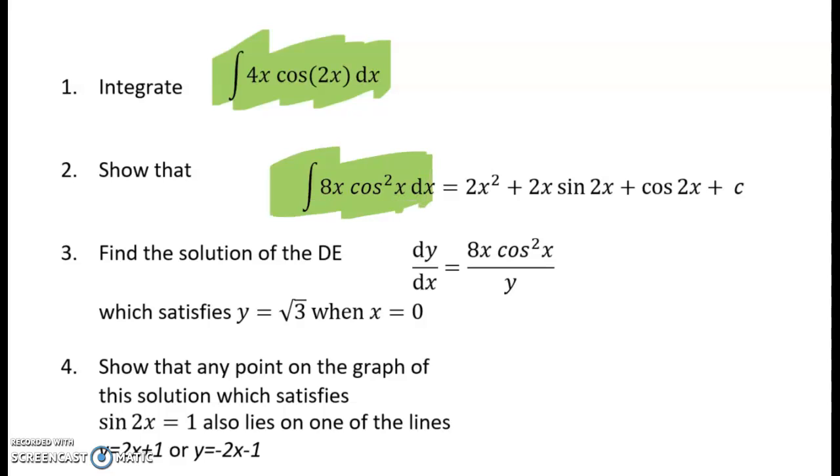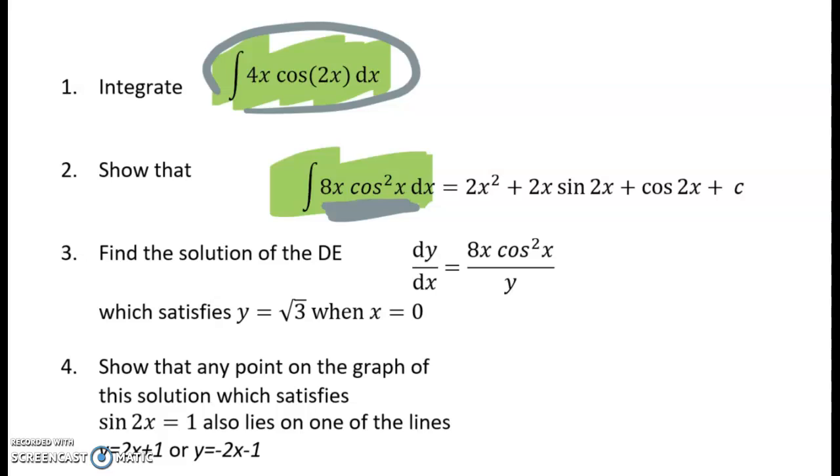Now the tricky thing straight away in here is the cos squared x. When we see that, we want to be using the double angle identities to help us, and that fits with what we did back up here. So there's a little bit of work to change this integral around before we start integrating.